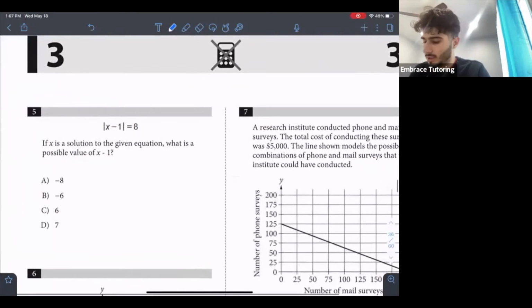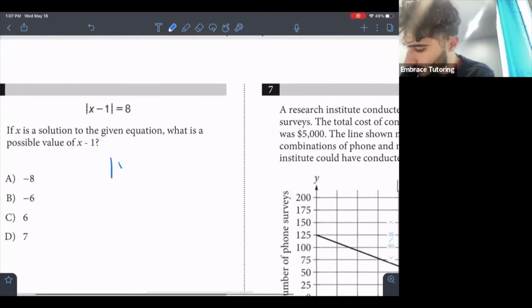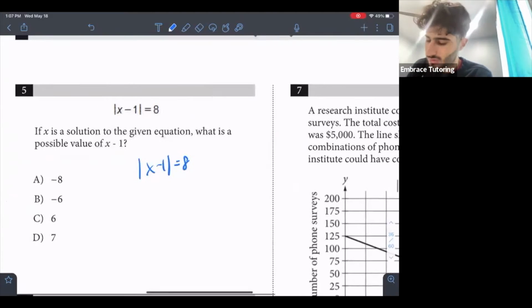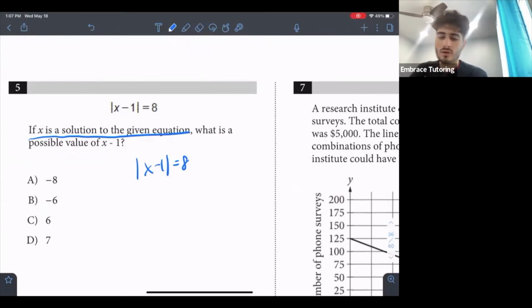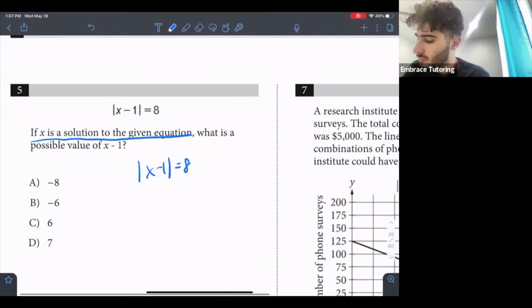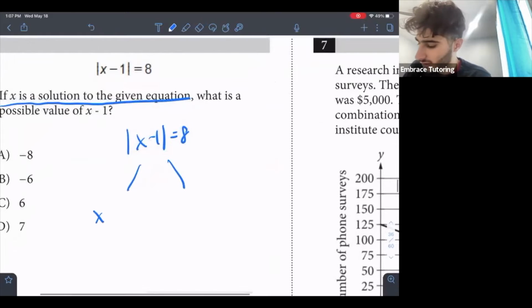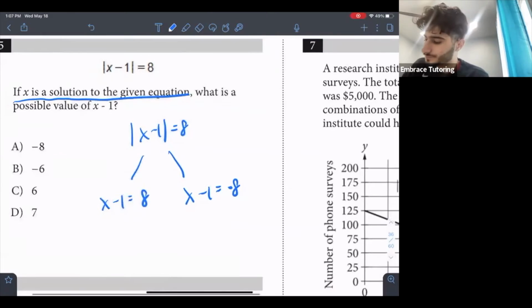Question 5. If they give you the absolute value equation, the absolute value of x minus 1 equals 8, and x is the solution to the given equation, what is a possible value of x minus 1? When you're solving absolute value equations, you can have two possible answers. You can have x minus 1 is equal to 8, or x minus 1 is equal to negative 8, because absolute value makes everything positive.